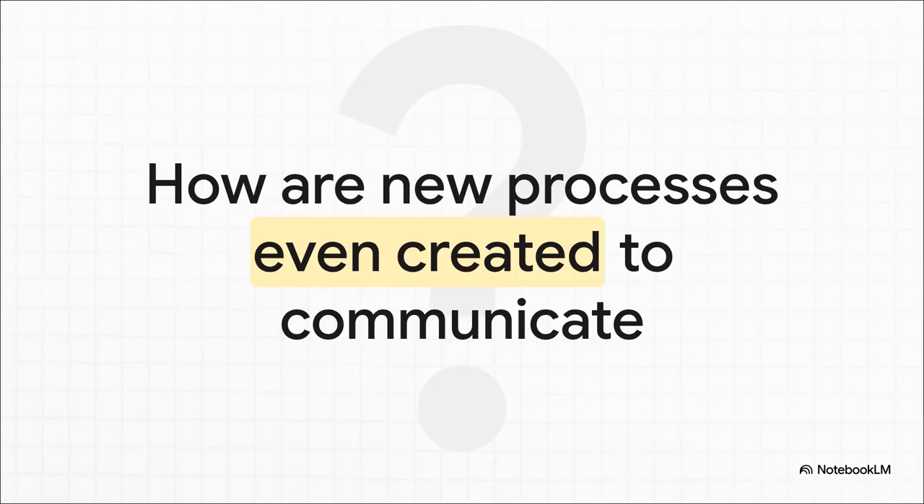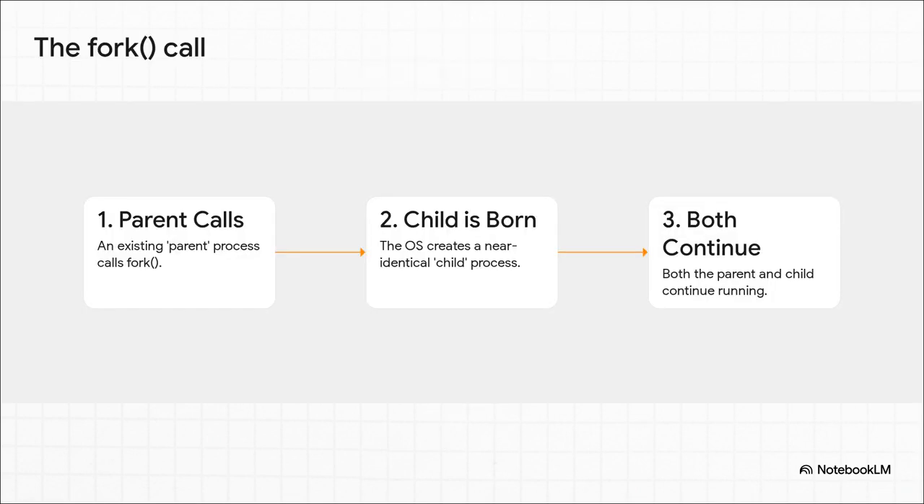But wait, this brings up a really basic question. For two processes to talk, you obviously need two processes. So how does that second one even come into existence in the first place? Well, a lot of the time, one process will actually create another one just to help it out. In systems like Linux or macOS, this often happens with a system call called fork. And what it does is kind of wild. An existing parent process just makes a call, and the operating system creates an almost identical copy of it, a child process. And from that exact moment on, there are two of them running, ready to use IPC to work together.